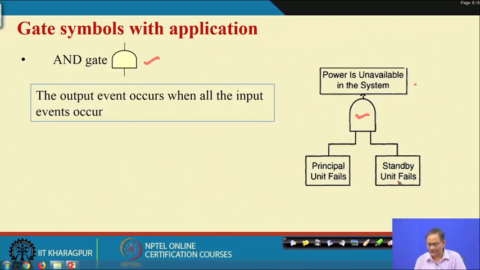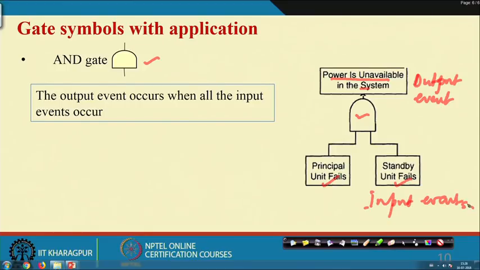Think of two units: the principal unit is there, and a standby generator is also there. Now, when the principal unit fails and there is no power, no electricity in the system, the standby unit will work automatically with the help of a switch controller. Now, the situation is that the principal unit fails and then the standby unit also fails. So, before replacement or repair of the principal unit, what will happen? Power is unavailable. That means both the principal unit as well as the standby unit should fail, then only this situation will occur. So, here this is my output event and these two are input events. There need not be only 2 inputs, there can be many more inputs.